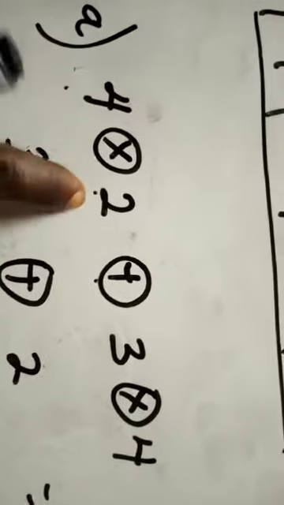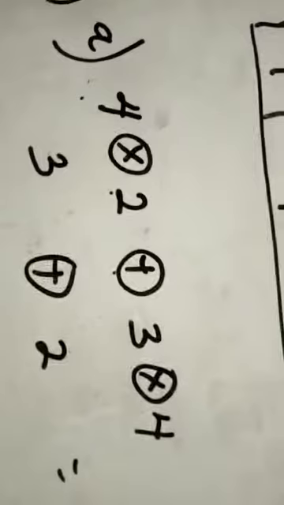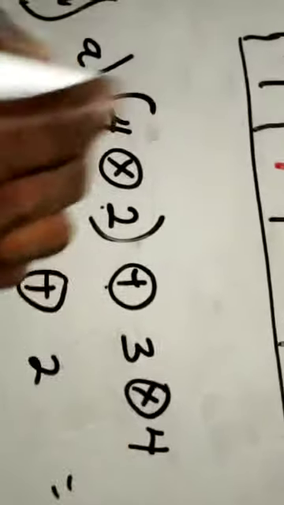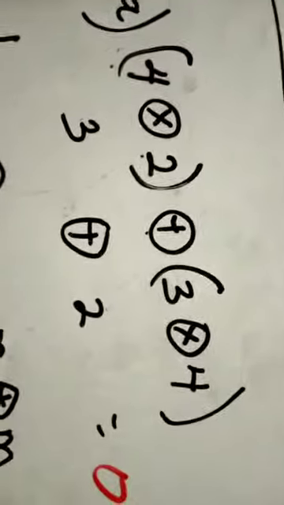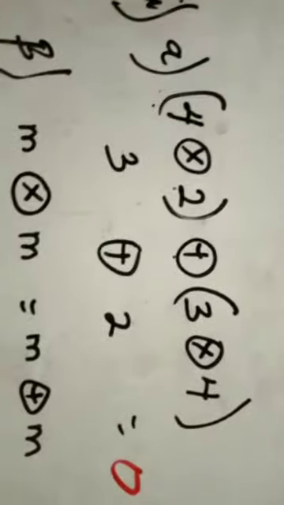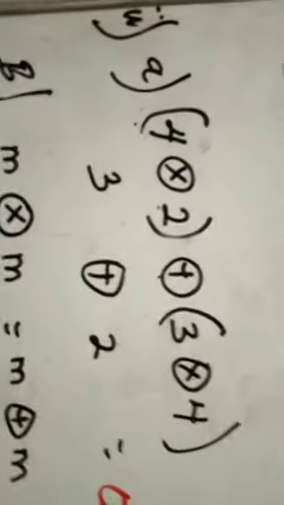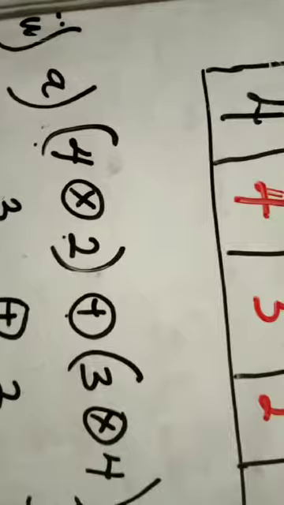4 times 2 plus 3 times 4. To make this easy, let's put the brackets over here, right? Is that okay? Because the operations are more than one over here. By the way, we know that bracket comes first. So bracket first. When they say you should use your table, use the table over here. So we are going to use the table.